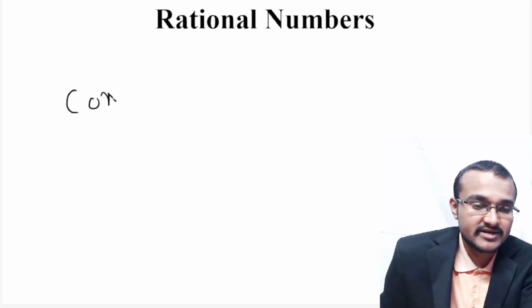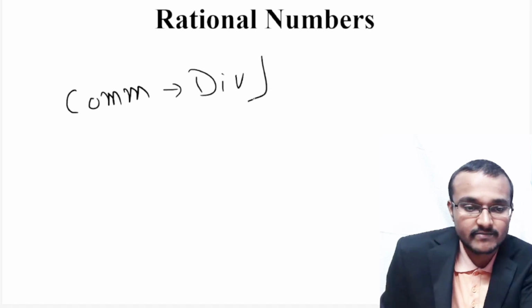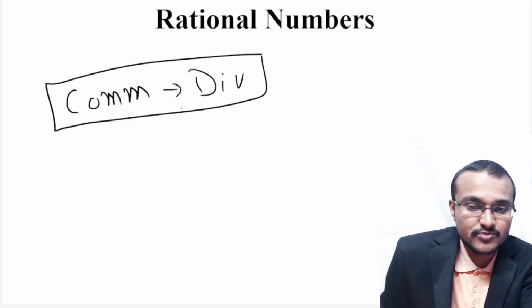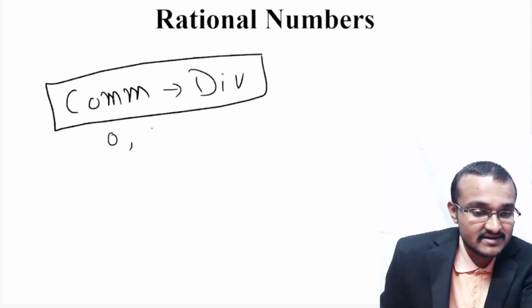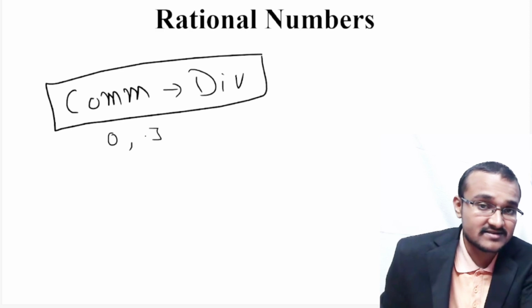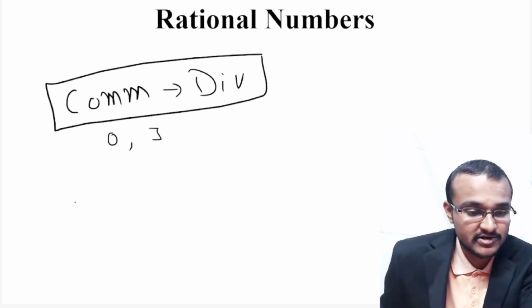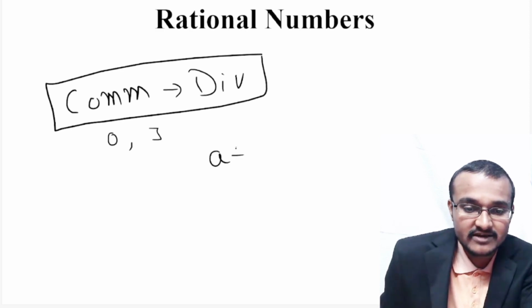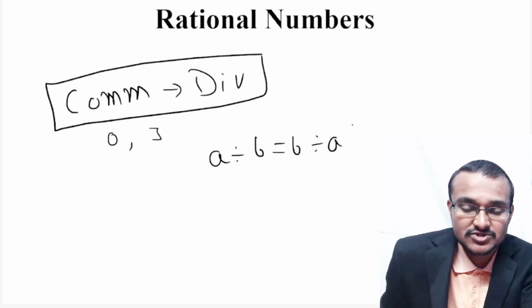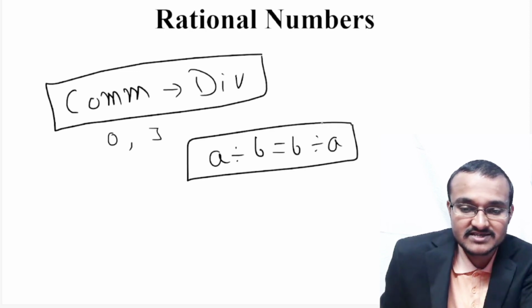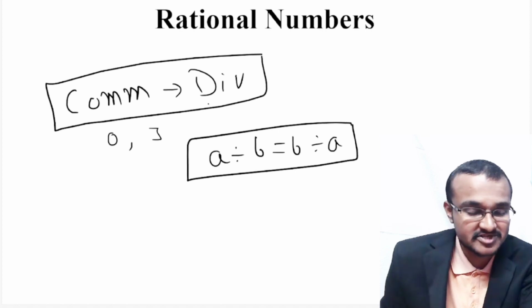Now let us check commutative property under division for these whole numbers. Let us take the same example, 0 and 3. Let us see whether we are getting a whole number or not. Here also a divided by b should be equal to b divided by a. If this condition is satisfied, then only commutative property under division is satisfied.